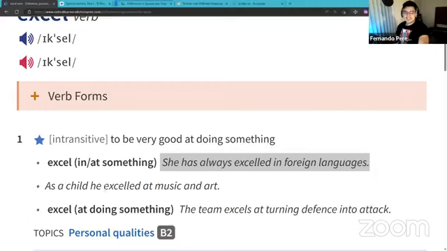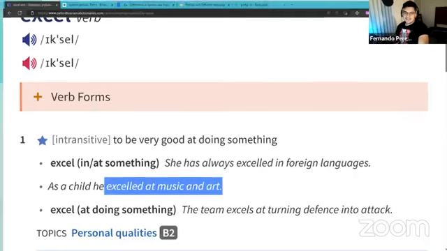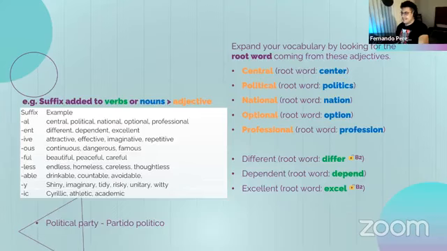As a child, he excelled at music and art. So as a child, he was very good at music and art. That's the way it works. Right? Easy peasy? Yes, I think this is easy.